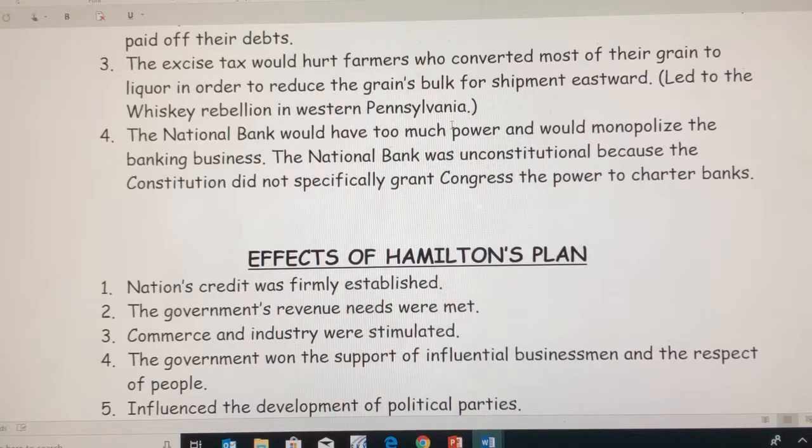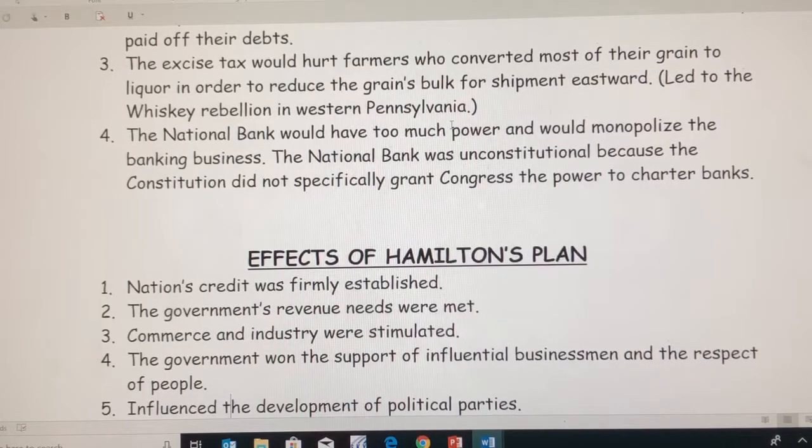The effects of Hamilton's plan: we see that the nation's credit is firmly established, and the government's need for revenue is met, so that it collects taxes and is able to pay out what it needs to people. Commerce and industry were stimulated because these businesses can borrow from the Bank of the United States, so they would have the revenue to get their business started. Again, the government is also getting support from the wealthy businessmen because the government is going to pay back their debt in full, and tying these people into our government makes them want to see the government be successful.